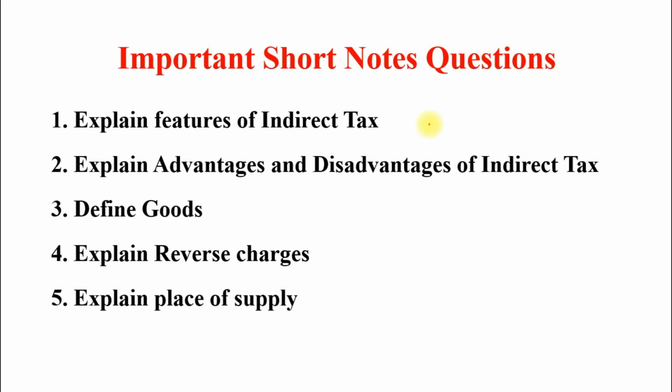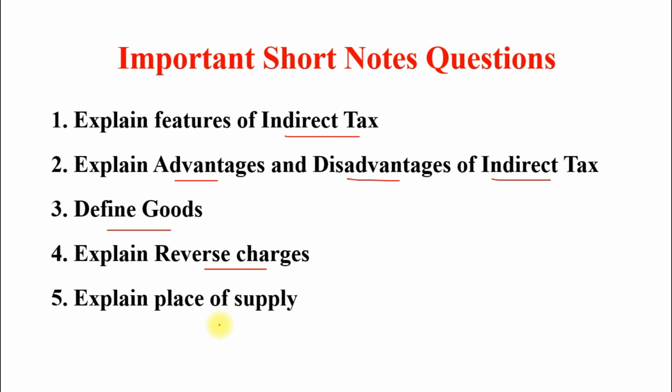Okay. Number one, explain the features of indirect tax. Second, explain the advantages and disadvantages of indirect tax. Third, define goods. Whenever we talk about define goods, meaning define goods and all the types which comes under goods. Okay. Explain the reverse charge mechanism. Explain place of supply. Okay, so these are the first five important short notes that you'll need to cover up.